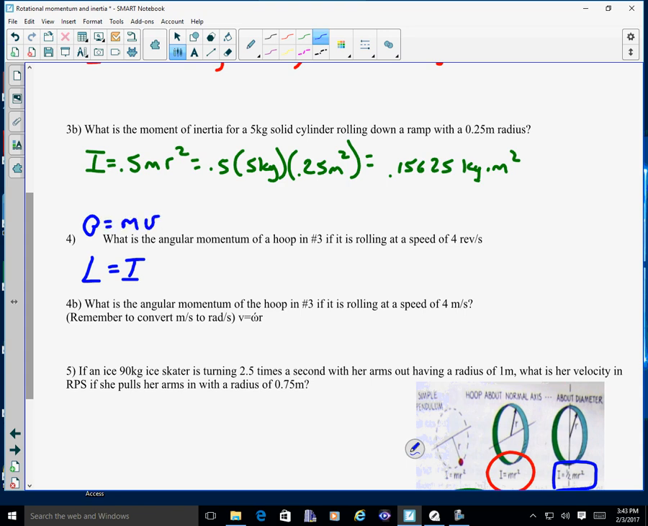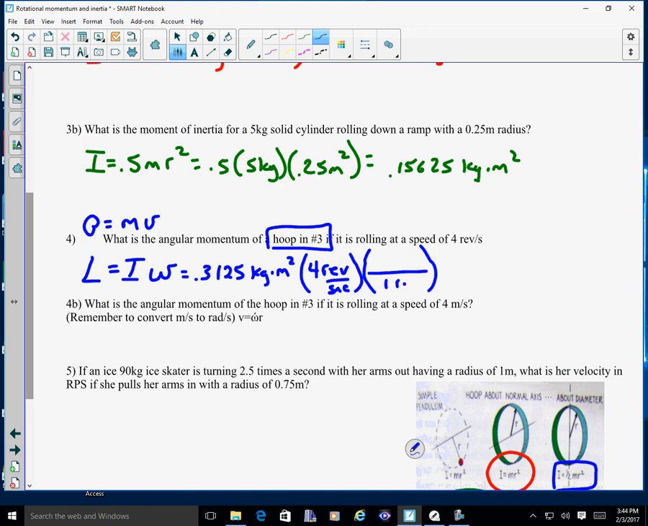So I'm going to take my answer from number 3, which was 0.3125 kilograms dot meter squared. Then I'm going to multiply that by the rotational velocity. Well, that sort of stinks because they gave me 4 revolutions per second. Remember, you can't use revolutions, you've got to use radians per second. So the way you change that is in 1 revolution, there are 2 pi radians. And so when you multiply that out, you end up getting 7.85, and the units are nasty here.